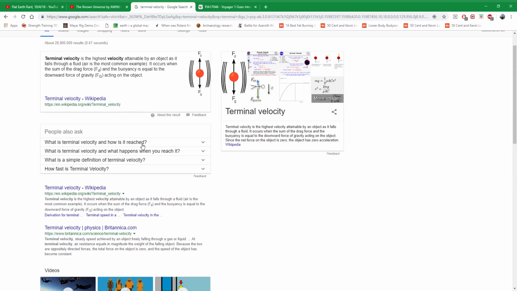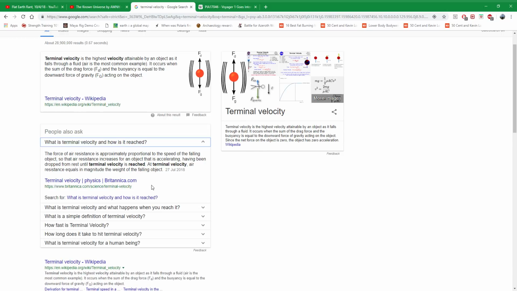Google, what is terminal velocity and how is it reached? The force of air resistance is approximately proportional to the speed of the falling object, so that air resistance increases as the object is accelerating after being dropped from rest until terminal velocity is reached. At terminal velocity, air resistance equals the magnitude of the weight of the falling object. There we go. Simple as that.